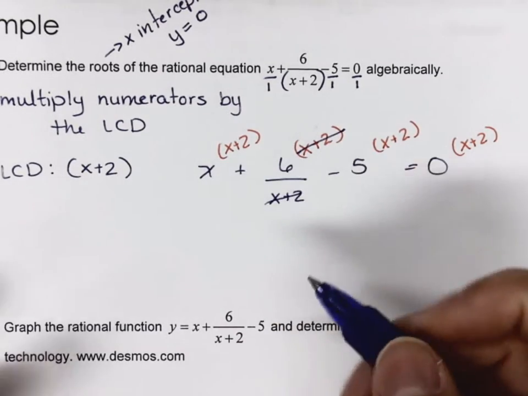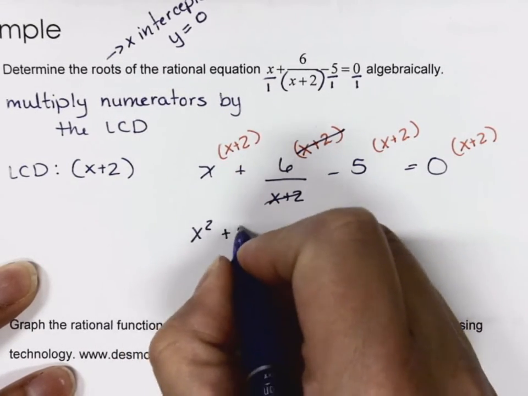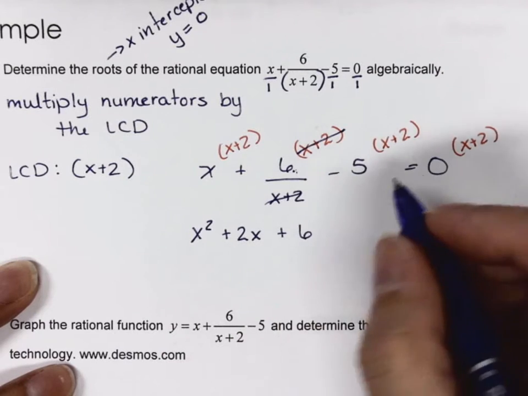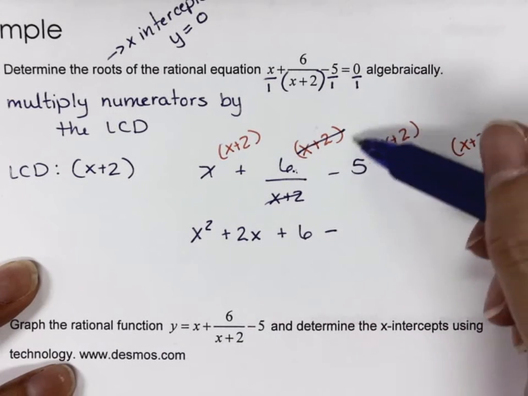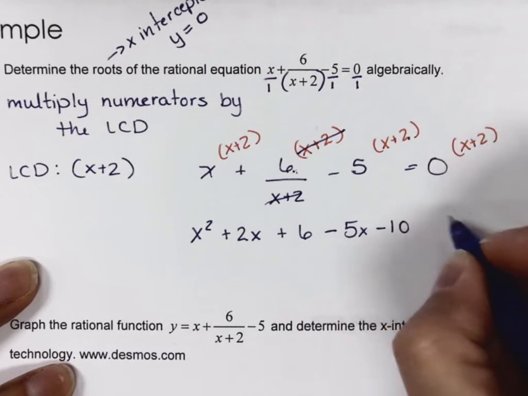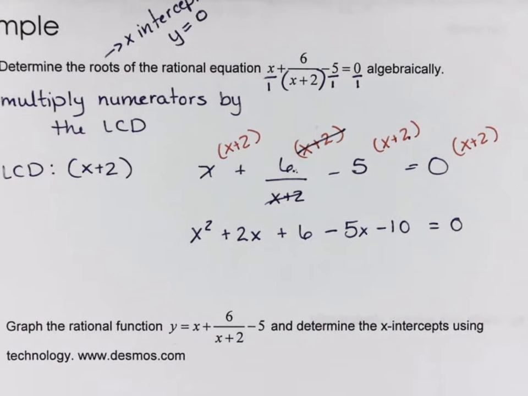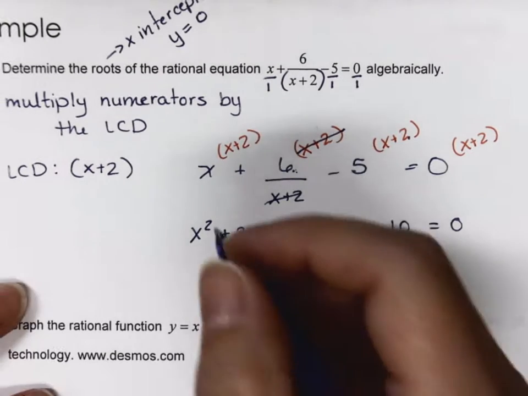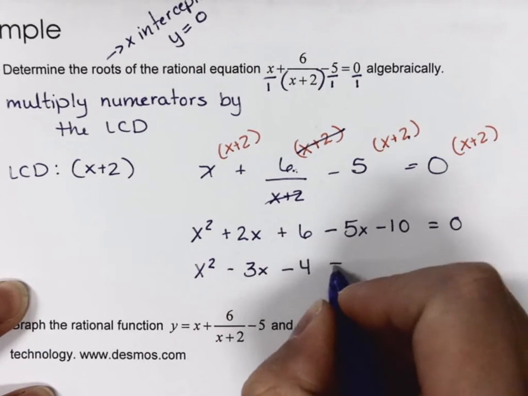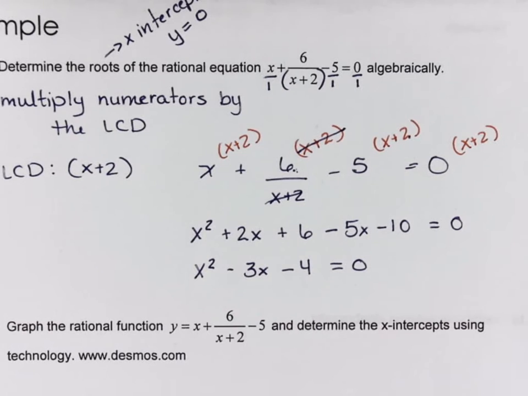So x times x plus 2 is x squared plus 2x. The 6 is still there, ladies and gentlemen. That didn't get canceled out. So add 6. And then we're going to treat this as a negative 5. Negative 5 times x is negative 5x. And a negative 5 times a positive 2 is a negative 10, and that equals zero. How are we going to solve this? We're either going to factor or use the quadratic formula, and we know that because we got the x squared. Factoring or quadratic, but I have to combine like terms to see what I know. So x squared minus 3x minus 4 equals 0. I can factor that pretty quickly.